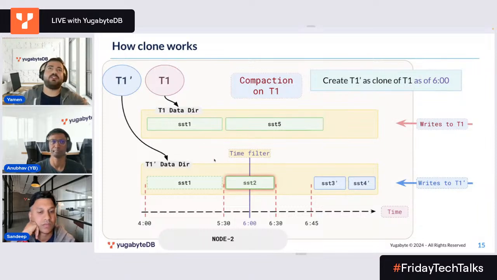So here we can consider it maybe a space simplification, because now SST2 only exists because T1 prime is there. So this is attributed to the clone only. But we don't delete any data. It's not like T1 prime will disappear because there is a compaction on T1. No, they are two independent tablets.